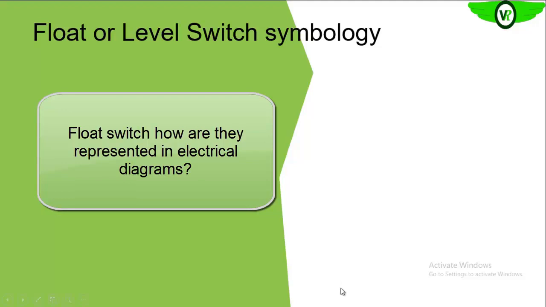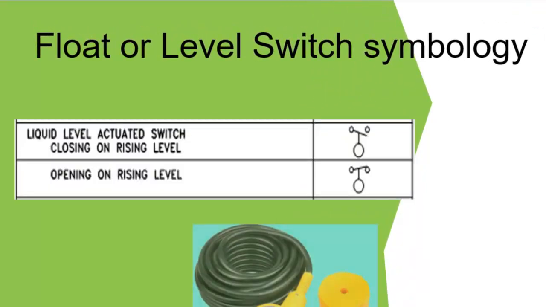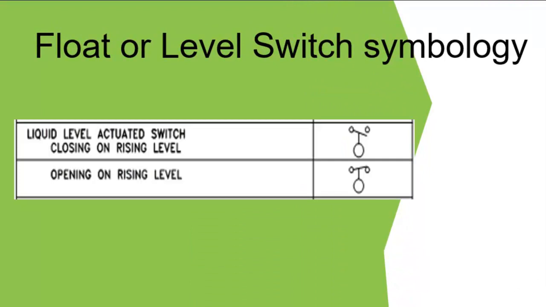Next we are going to look at the float or level switch, how they are represented in the electrical circuitry. We are also going to see briefly how these float switches operate, what they look like, and how they are connected in the physical circuitry. If you look at your screen now, you will see how the float switch is represented in the circuitry.